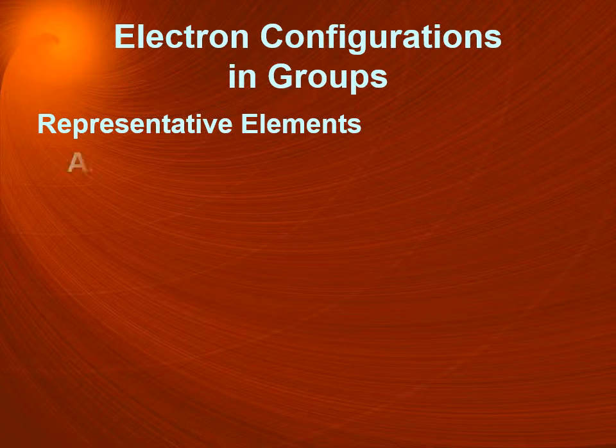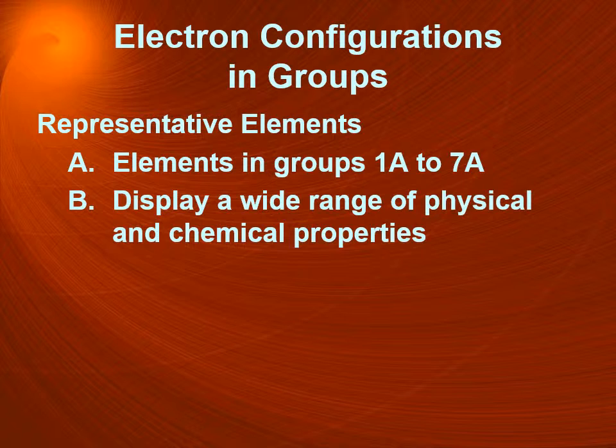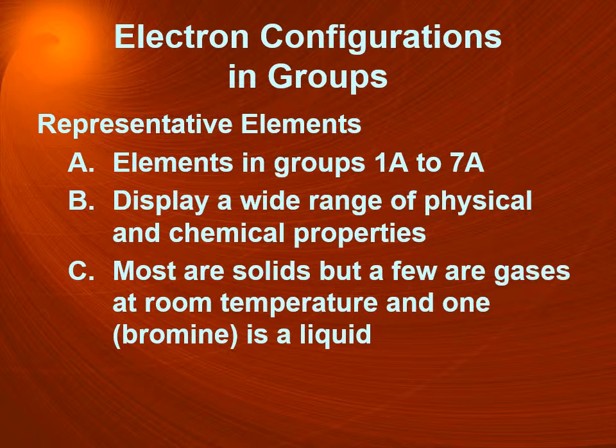Representative elements. Elements in groups 1A to 7A. We find that these have a wide variety of chemical and physical properties. They are for the most part elements, or metals. Most of them are solids. There are a few that are gases at room temperature, as we have seen, and one, bromine, as well as mercury, are liquids.